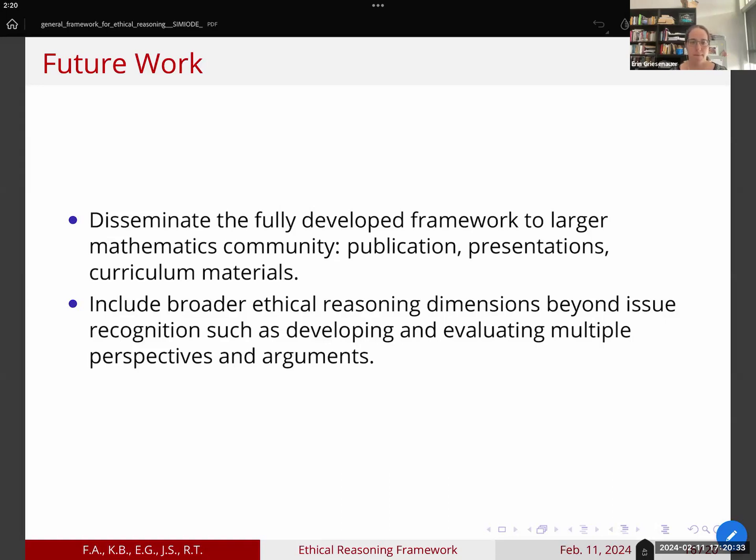We'd also like to eventually include broader ethical reasoning dimensions. For example, it would be great if we could get students to start to consider multiple perspectives, to consider diverse perspectives when they're thinking about the ethical implications of their mathematical modeling. Think from the perspective of this group, from the perspective of that group. Get them to start thinking about how their actions impact others and how their actions are perceived by others.